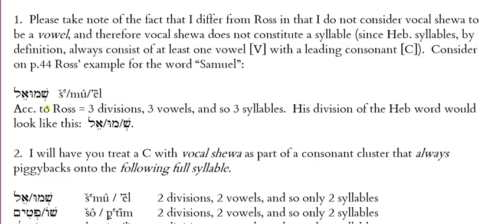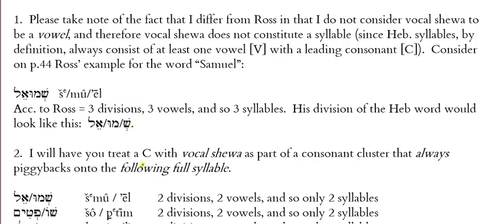So if you remember, I told you count the vowels in a word, and you will know how many syllables it consists of. Here is a shurik, that's a vowel. Sere is a vowel. And he considers the vocal shiva to be a vowel, so he ends up with 3 syllables. Shemuel. Okay? Now, if you were to divide it at the Hebrew points, here's how it would look. What I'm going to have you do is something different.